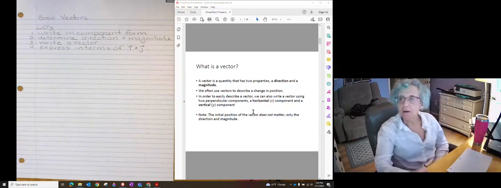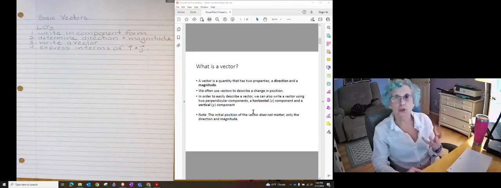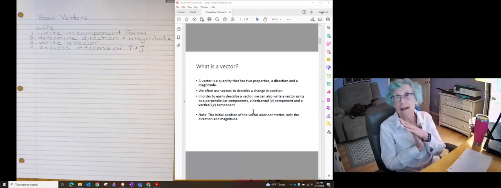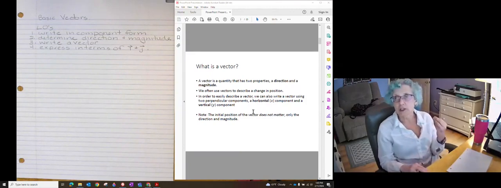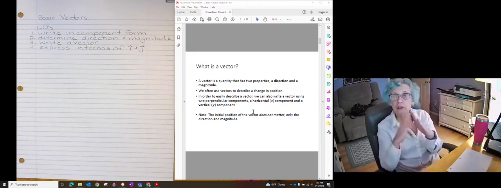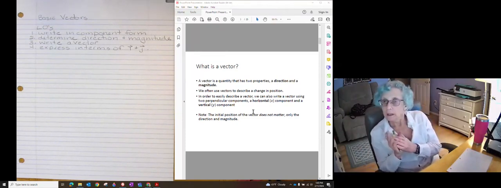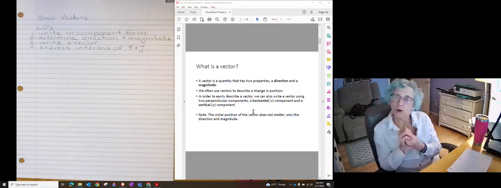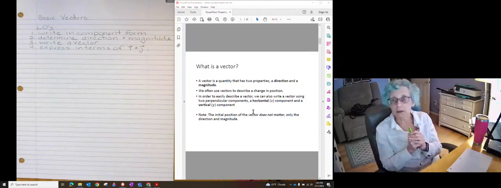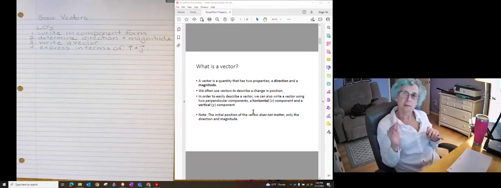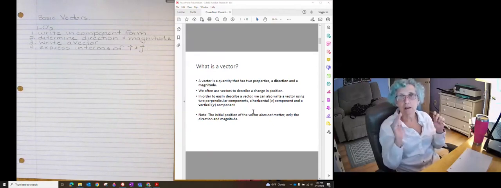So, a vector is a quantity that has two properties. It has direction and magnitude. We often use vectors to describe changes in position. It's really good when you're talking about a plane moving and the wind, and each has its own vector. We use a horizontal and a vertical component. X usually represents horizontal, Y represents vertical. The initial position doesn't matter, just the direction and the magnitude.